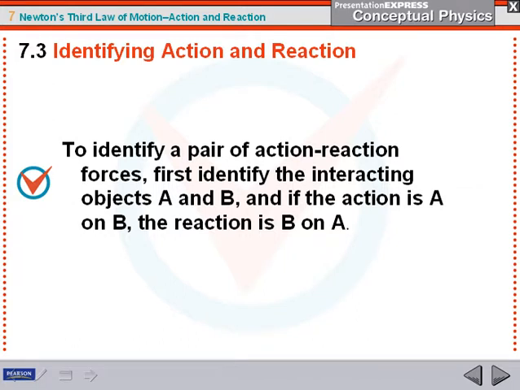This is the section 3 podcast of chapter 7, identifying action and reaction. To identify a pair of action-reaction forces, first identify the interacting objects A and B, and if the action is A on B, then the reaction is going to be B on A.